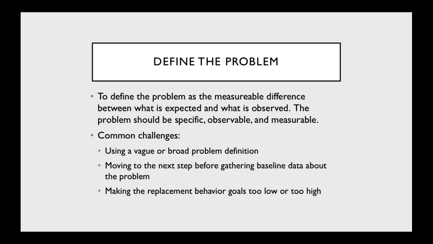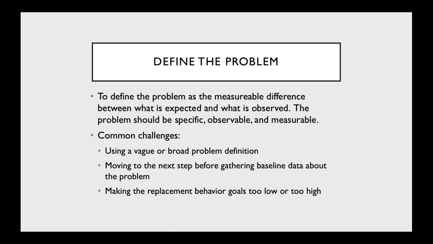So if we don't know what our problem is, like if we're not sure if we're focusing on physical aggression or if we're focusing on off-task behaviors, we really should gather that baseline data about the problem before we go to the next step. However, many times we don't do that. We just skip and we just go to the next step. We really need to stop and gather more data before we know what we're talking about.